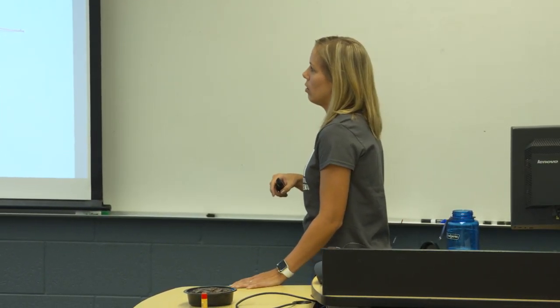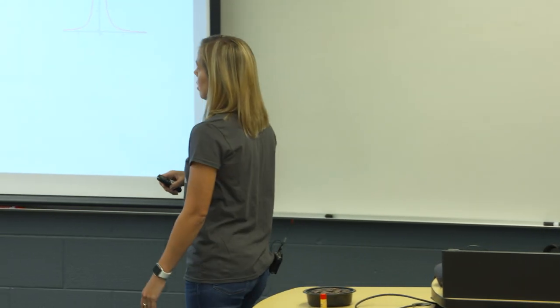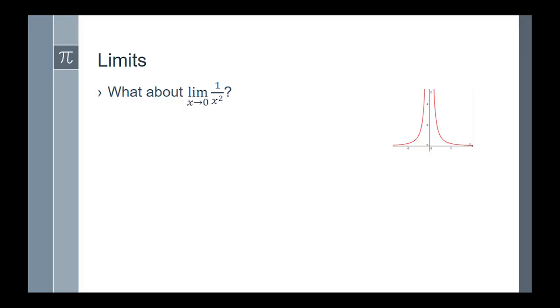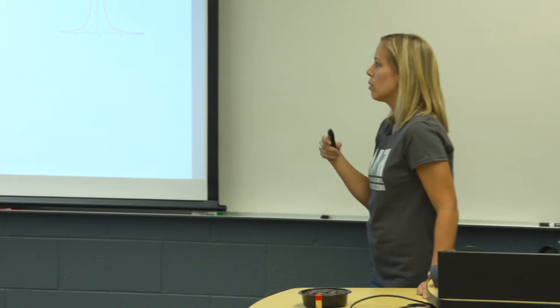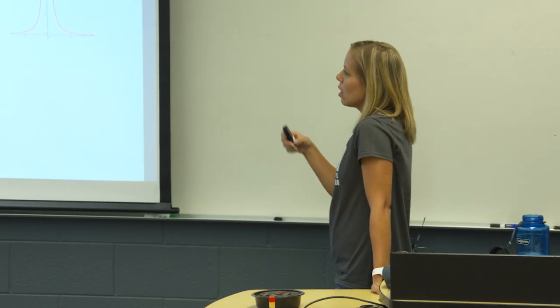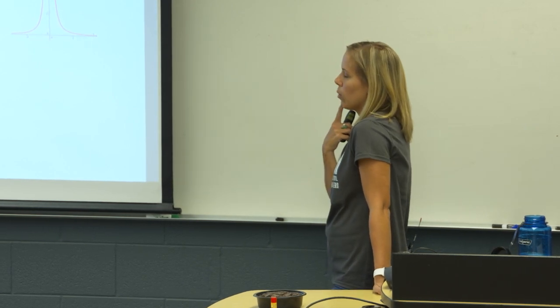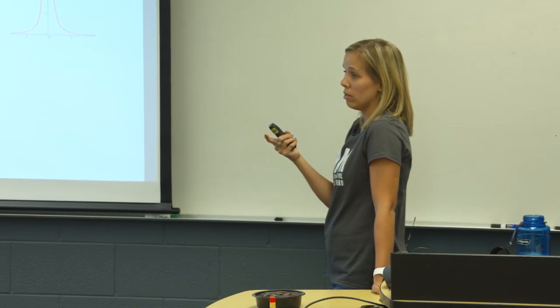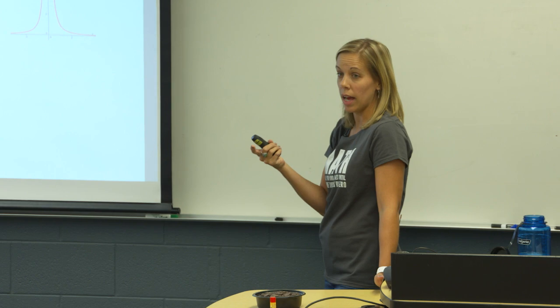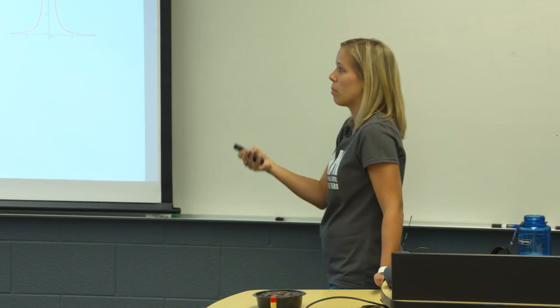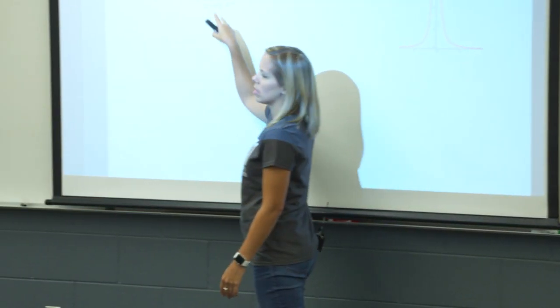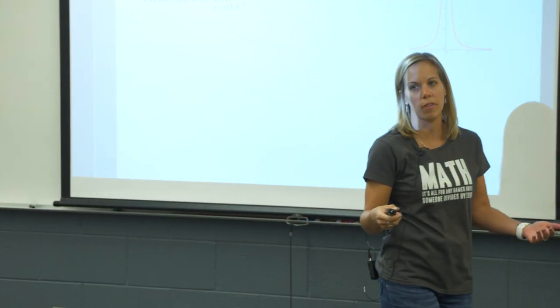Well, what about the limit as x approaches 0 of 1 over x squared? This is where people got creative. Because when we're working with limits, we might say that's division by 0, so we're not going to allow that. You can't have division by 0. So any limit that gives us 0 in the denominator, we just can't define.